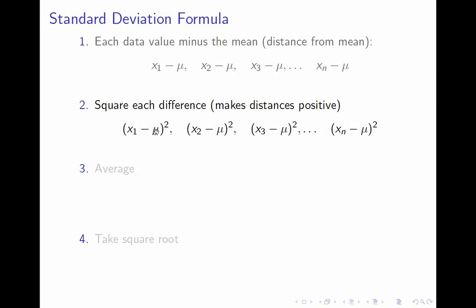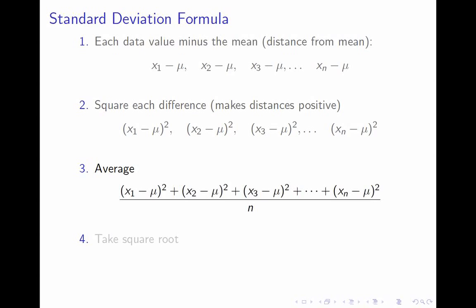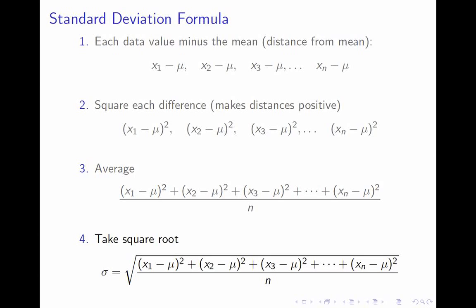So now we have x1 minus mu squared, x2 minus mu squared, x3 minus mu squared, up to xn minus mu squared. And the third step is we average them. We take those numbers, those formulas, we add them all up, and we divide by how many there are, n, the number of data points. And the last thing we do is take the square root of that. So the formula for the standard deviation is the square root of, on the top you have the sum of the squares of the differences, and on the bottom you have n.